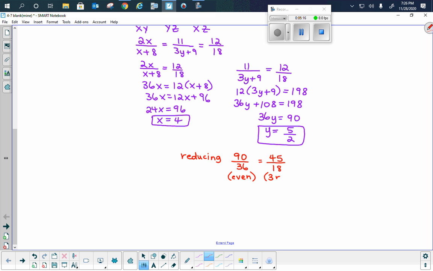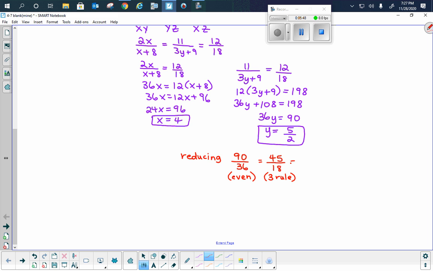I don't know if you know what that is, but what that means is if you take the sum of these two numbers, like 4 and 5, 4 plus 5 is 9. 9 is divisible by 3. That means 45 is divisible by 3. Same thing for 18. 1 plus 8 is 9. 9 is divisible by 3. That means 18 is divisible by 3. So that 3 rule is a nice trick to have in your back pocket.